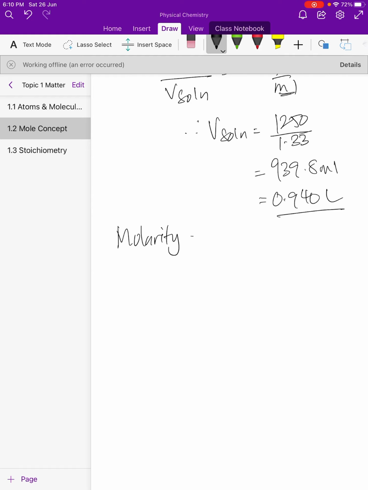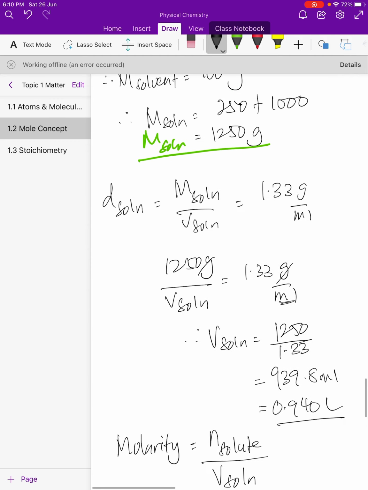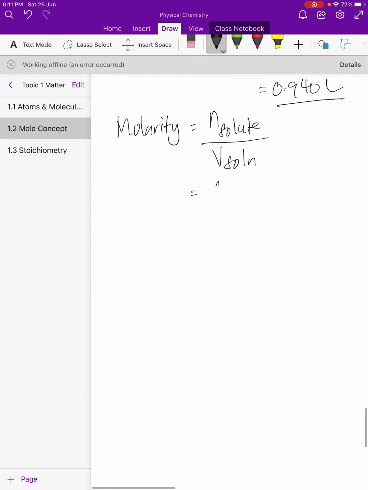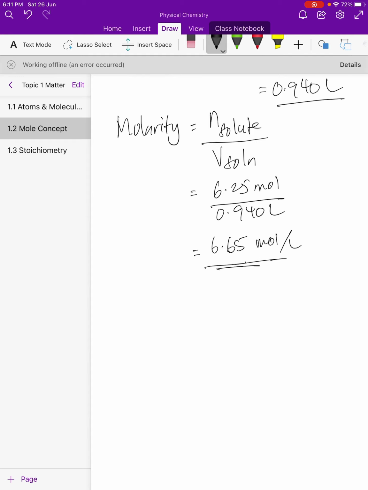So the final molarity equals moles of solute divided by volume of solution. Moles of solute, where do I find the moles of solute? 6.25 mole. Volume of solution 0.940 liter. Then the molarity is 6.25 divided by this, I get 6.65 mole per liter. This is the molarity. The first question.